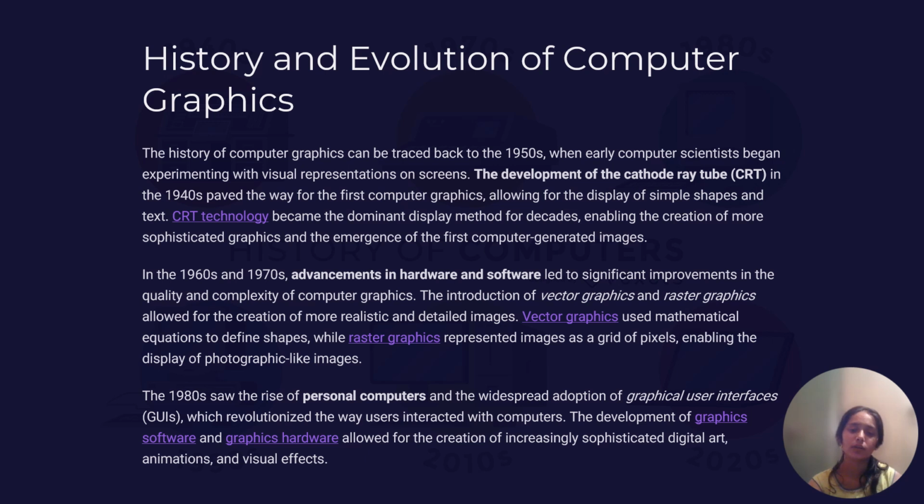Vector graphics used mathematical equations to define shapes, while raster graphics represented images as a grid of pixels, enabling the display of photographic-like images. The 1980s saw the rise of personal computers and the widespread adoption of the graphical user interface, which revolutionized the way users interact with computers. The development of graphics software and hardware allowed for the creation of increasingly sophisticated digital art, animations, and visual effects.